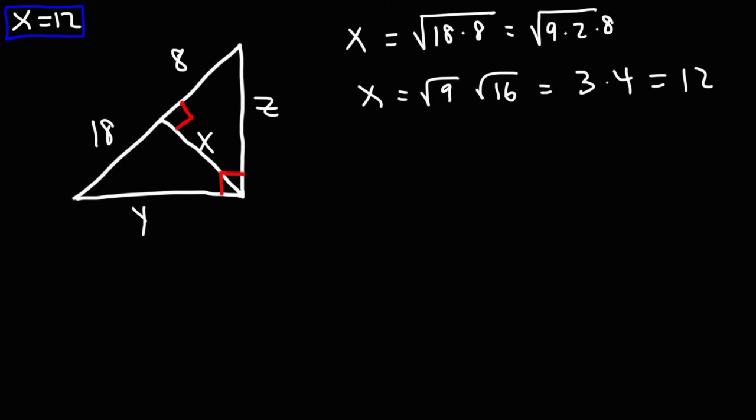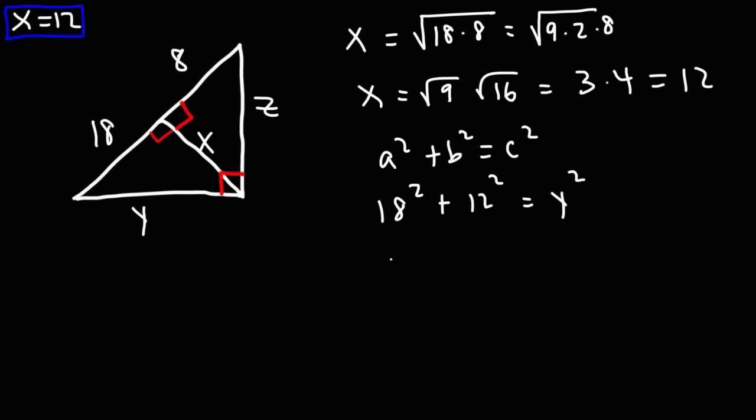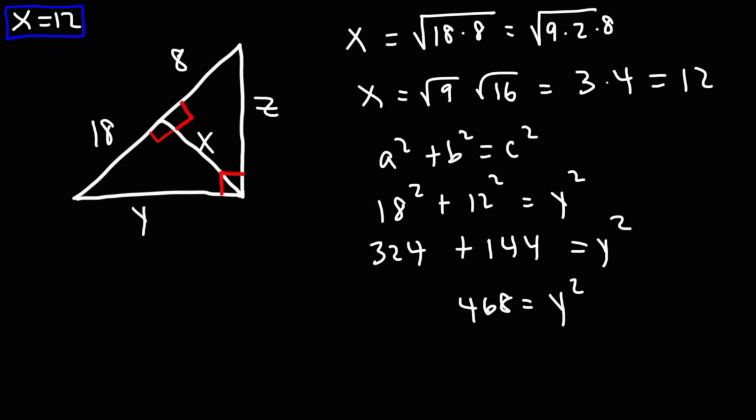So notice that y is the hypotenuse of this triangle. So we could use the Pythagorean theorem. a squared plus b squared is equal to c squared. So a would be 18, x would be b, x is 12, and y is c. 18 squared is 324. 12 squared is 144. So adding those two together, that gives us 468. So now we've got to take the square root of both sides.